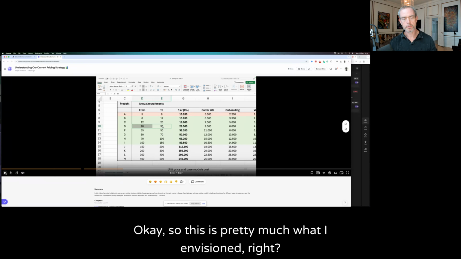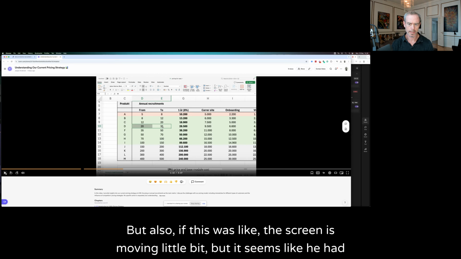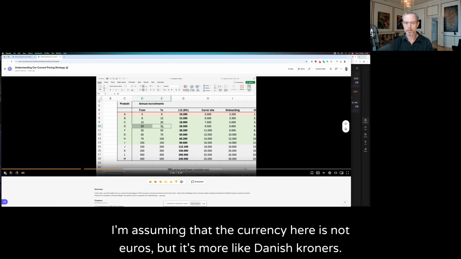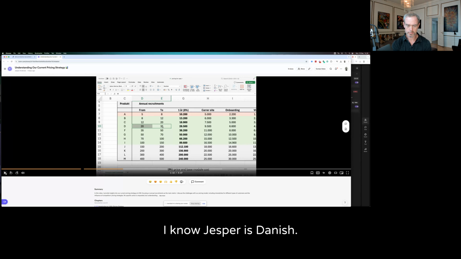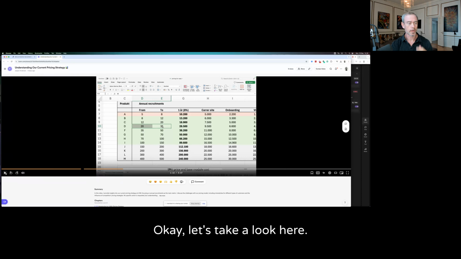Okay, so this is pretty much what I envisioned, right? The volume game between recruiters is just very, very different. The screen is moved a little bit, but it seems like he had like 30,000. I'm assuming the currency here is not euros but Danish kroner. I know Jesper is Danish, so that would be a 7-to-1 ratio. But it's still like 2,000 for a contract, which is pretty heavy, right? Okay, let's take a look.